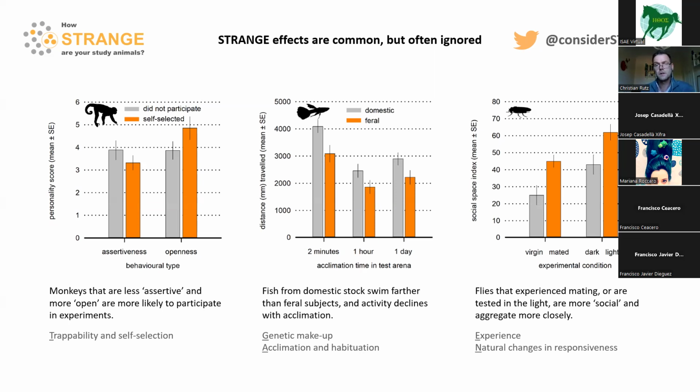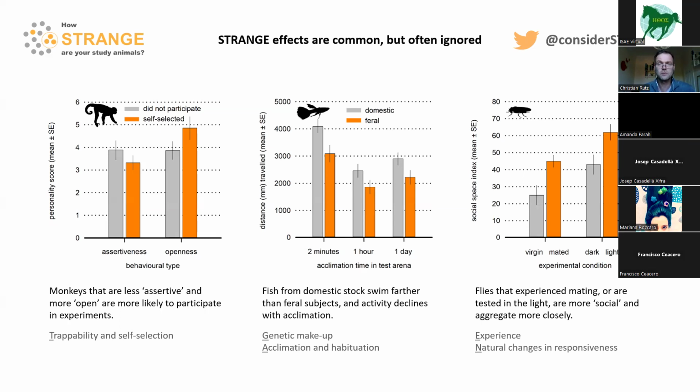So, as I said, these studies set out to demonstrate this effect, but imagine you run a study and you don't consider them. Imagine you don't consider the fact that some of your subjects self-select to participate in your experiment, maybe of a different personality type. Or you don't consider the fact where your test subjects are coming from, which genetic line they are sourced from, or what prior experience they have. This is precisely what the STRANGE framework tries to address.